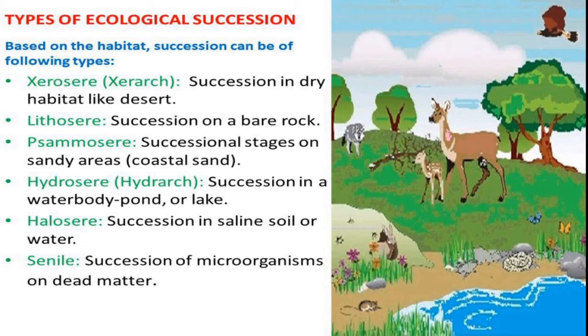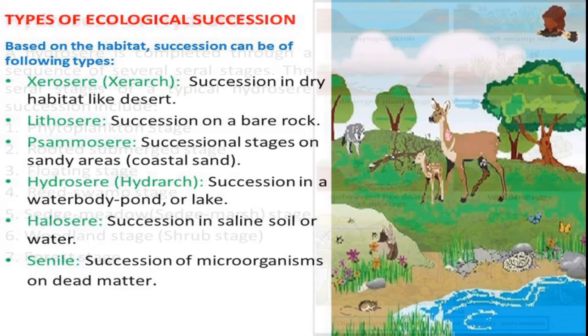Next is hydrosere or hydrarch. It is the sequence of successional stages in a pond or in a lake. Halosere refers to the succession in saline soil or saline water. And senile refers to the succession of microorganisms on dead matter. Here we will discuss the hydrosere in detail.